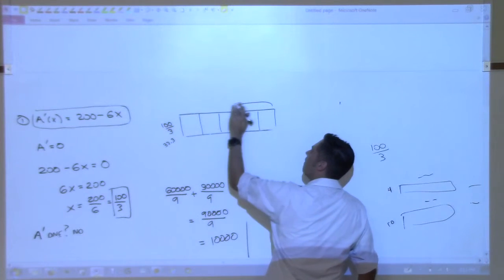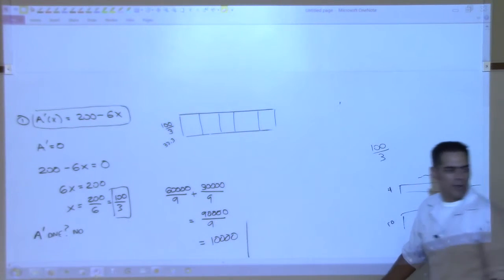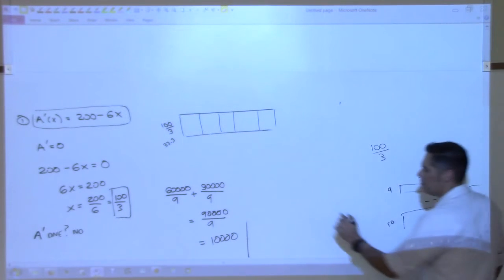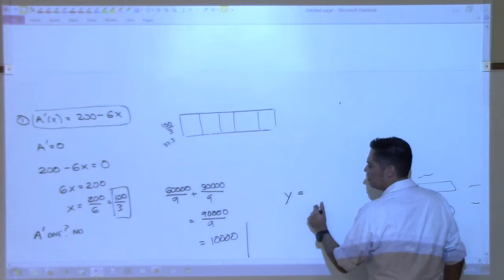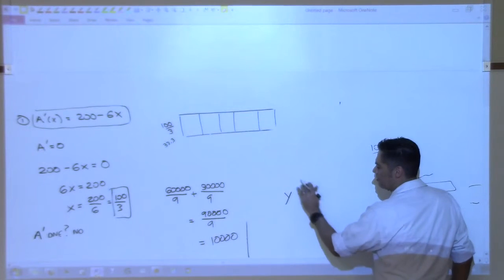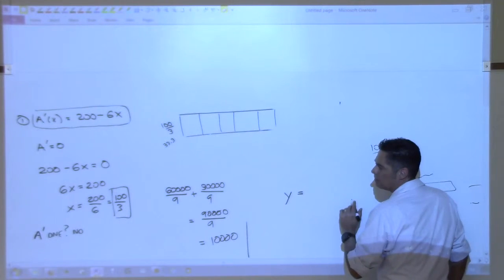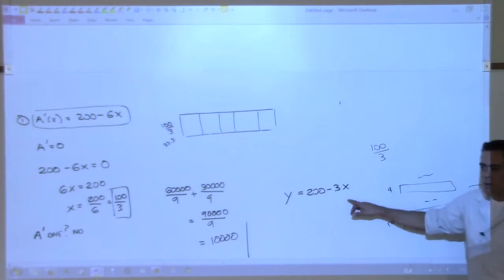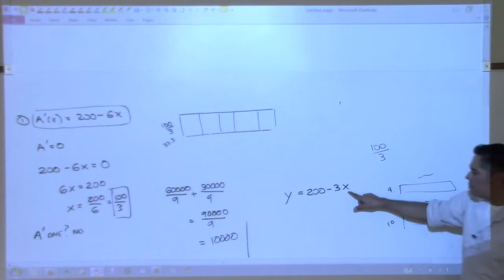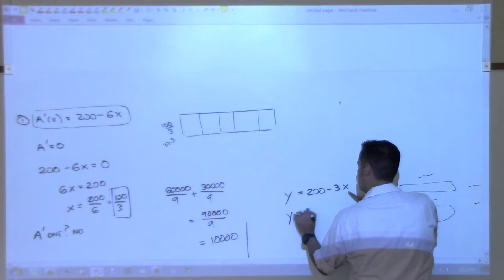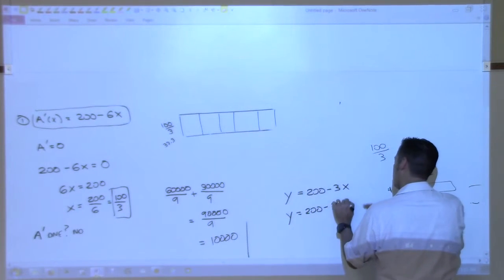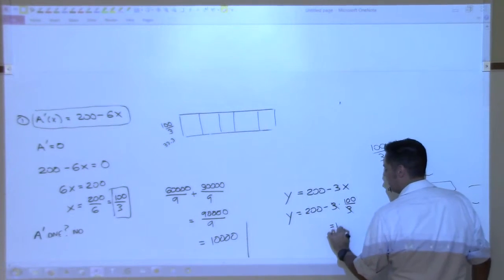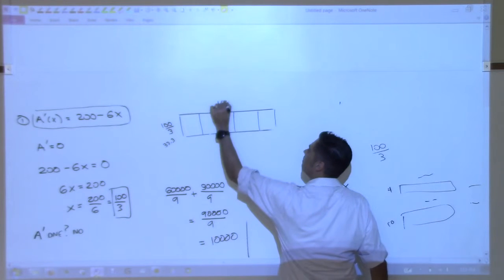And then what would y have to be? So where do you get y from? Do you remember in the beginning we had this equation for y? Go back and look in your notes. I solved for y at some point. 200 minus 3x, right? That's our equation. So now replace x with 100 over 3. Threes cancel, and you just get 100. So you want this to be 100.